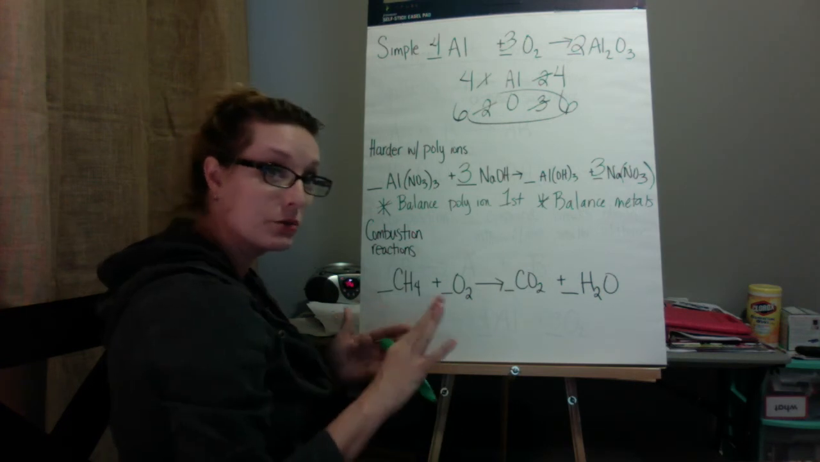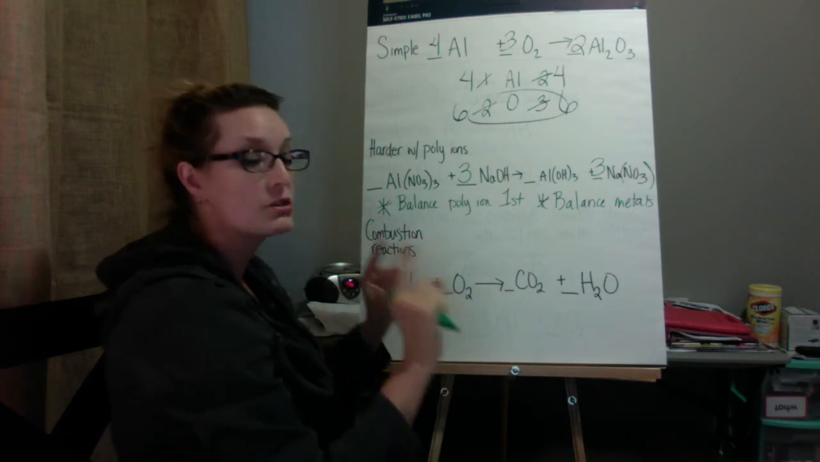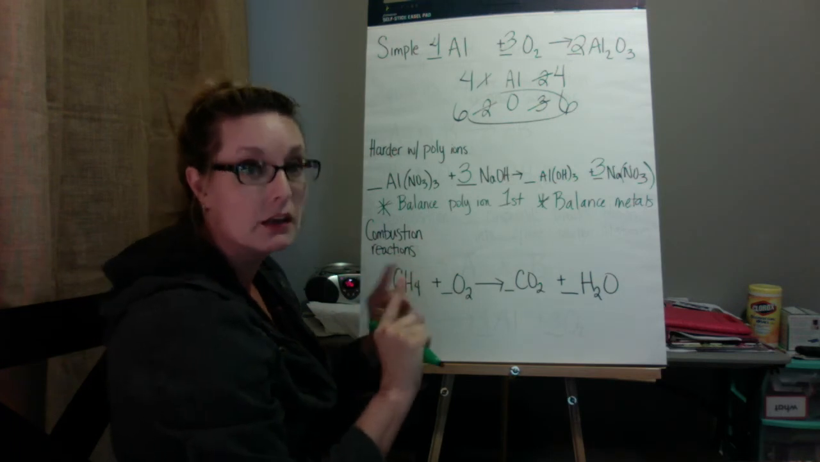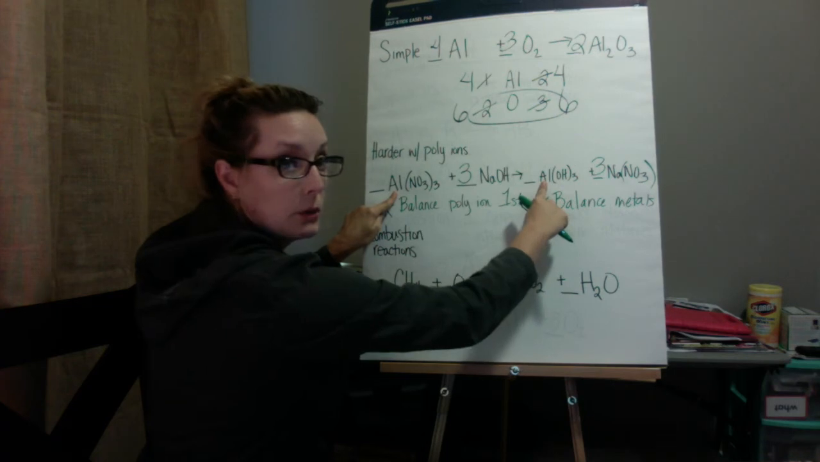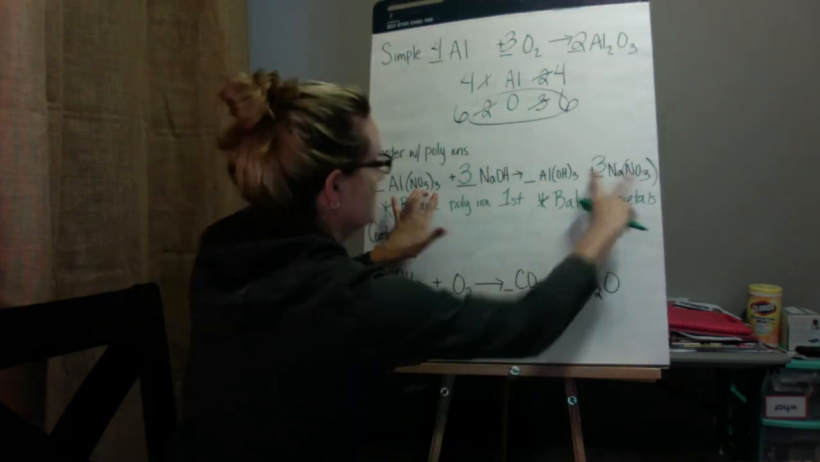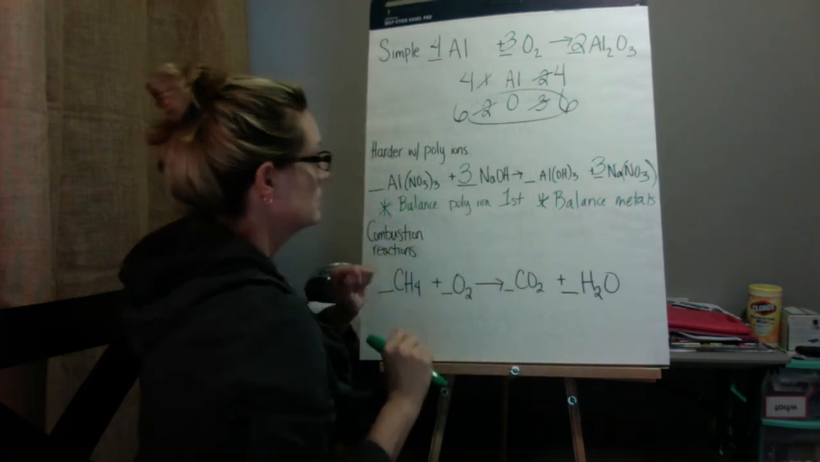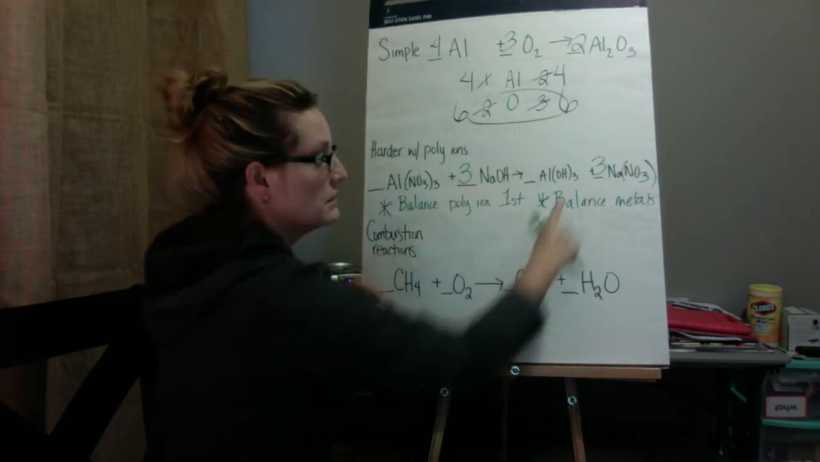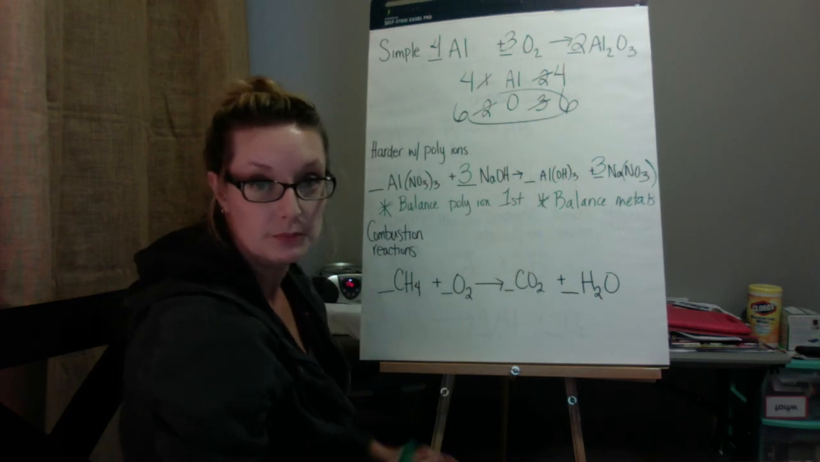So let's just go through and check yourself from left to right. I literally put my fingers on the elements that I'm balancing just to make sure they're good. So on the left, I have 1 aluminum, 1 aluminum. 3 nitrates, 3 nitrates. 3 sodiums, 3 sodiums, 3 hydroxides, 3 hydroxides, which means I'm balanced. Okay?